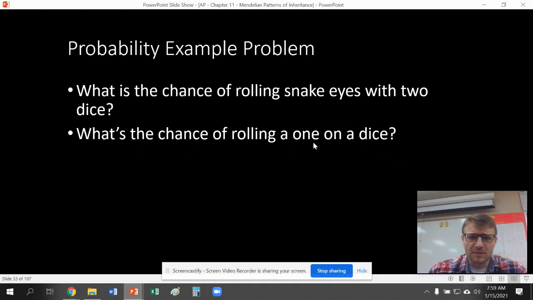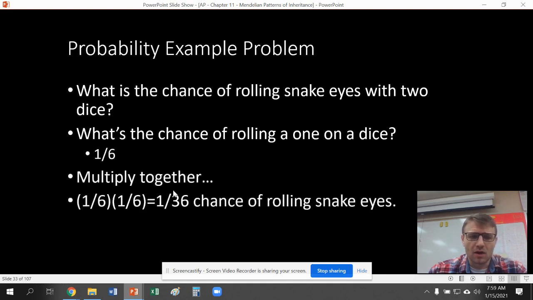I always like to start out with this problem here. What's the chance of rolling a one on a die? Obviously, it's 1 in 6. But what's the chance of getting snake eyes? You have to multiply those together. So it's 1 divided by 6 times 1 divided by 6, and you get a 1 in 36 chance. So you have a 1 in 36 chance of rolling snake eyes, which is two dice both showing one.